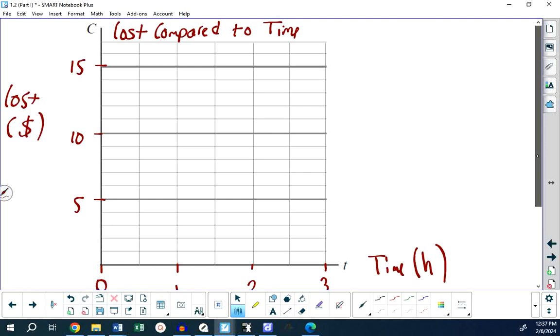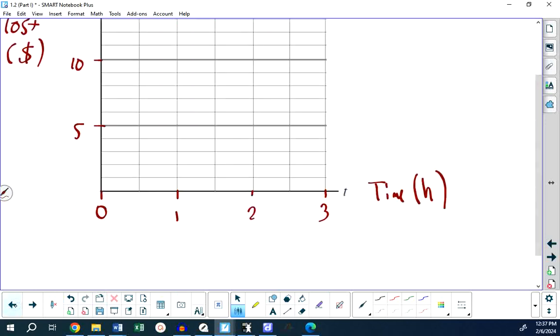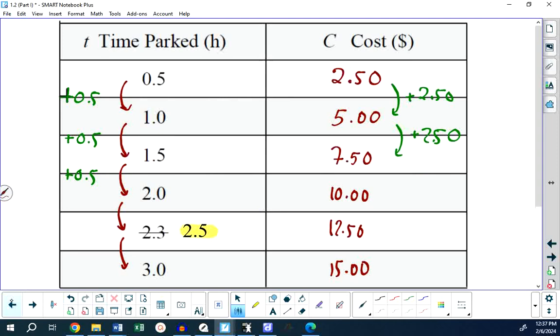Alexa, is this going to be a straight line? How do we know it's going to be a straight line? And you're right. How do we know that? Because it's going up at a constant rate. We're back to that idea that every time you go up a half hour, the graph rises $2.50. It isn't that it's $2.50 for the first half hour and $2.50 for the second, and then all of a sudden the third half hour you get charged $20. It's the same amount per half hour.